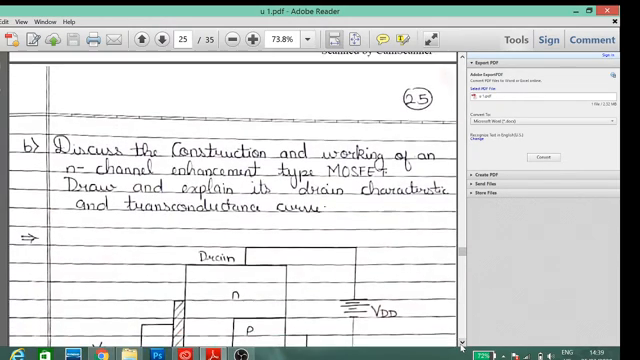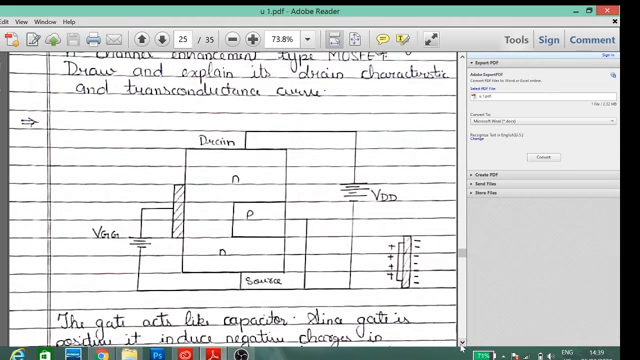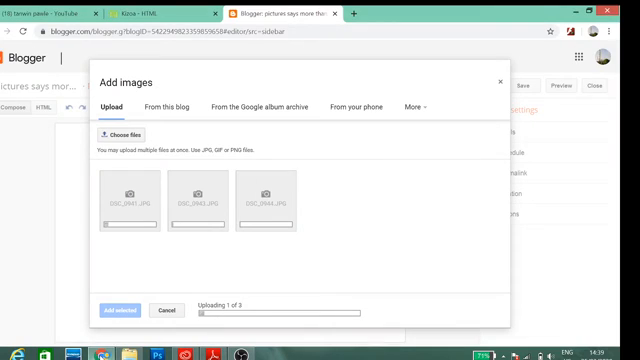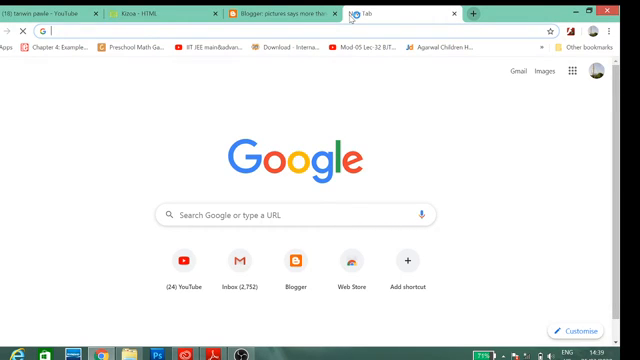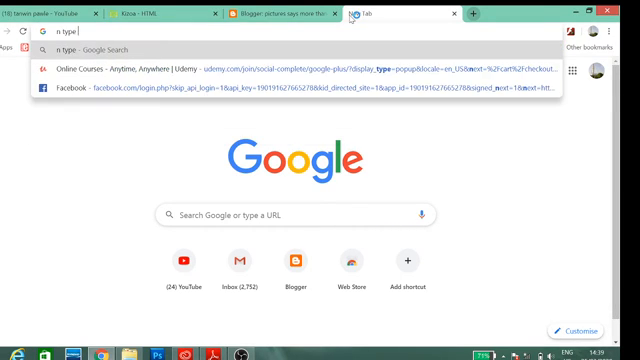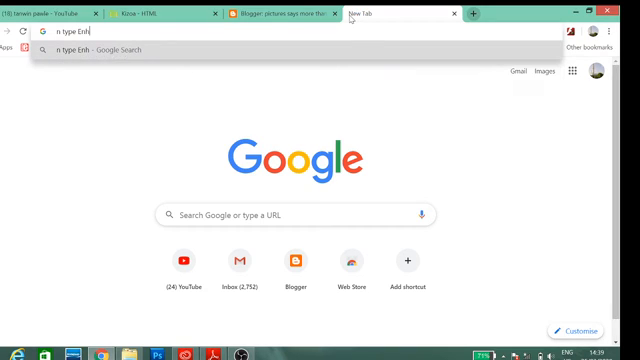Draw the construction of the enhancement-type metal oxide semiconductor transistor. In this, there is no channel. We have to create the channel. The diagram is wrong. Here you have to create the channel. This P is completely covered from this point to the end of this. I will show the N-type enhancement metal oxide semiconductor.